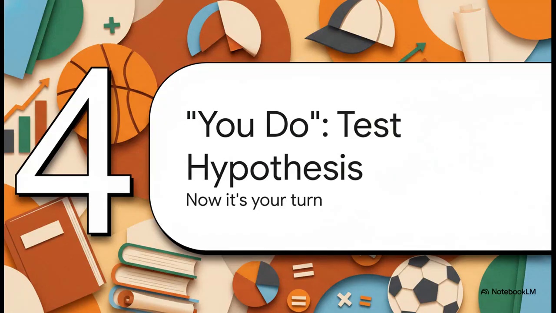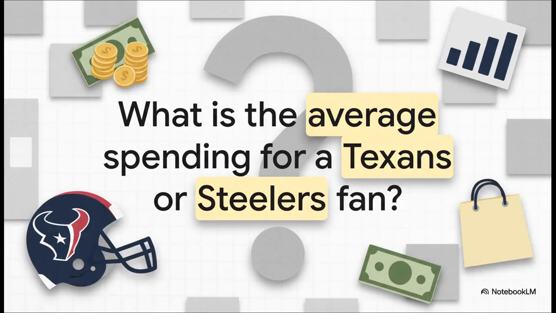All right, so you saw me do one, we did one together, now it's your turn to get in the driver's seat. This is the you do part, where you get to apply this skill yourself. Your mission is to use that exact same 3-step method we just learned to figure out the average spending for the Texans fans and for the Steelers fans. This will get you the answers for questions 4 and 5 in your lesson. So go ahead, hit pause on this explainer, give it a shot, and then come on back.